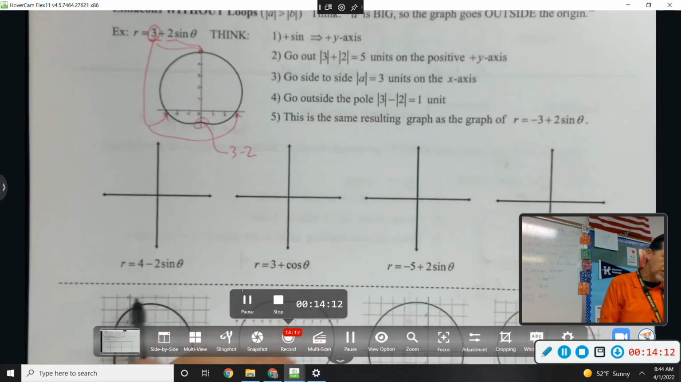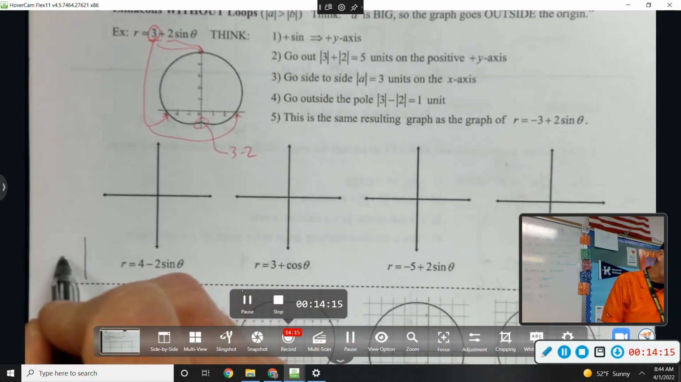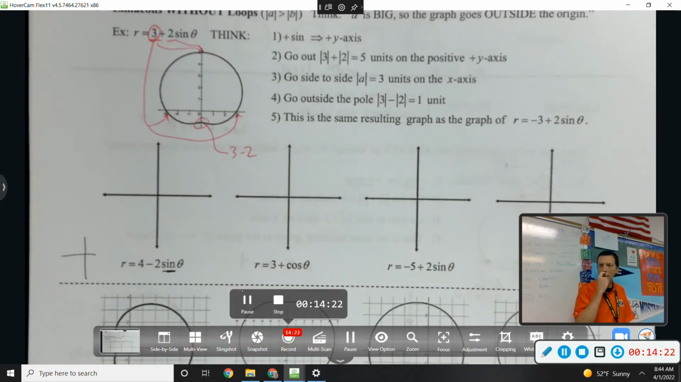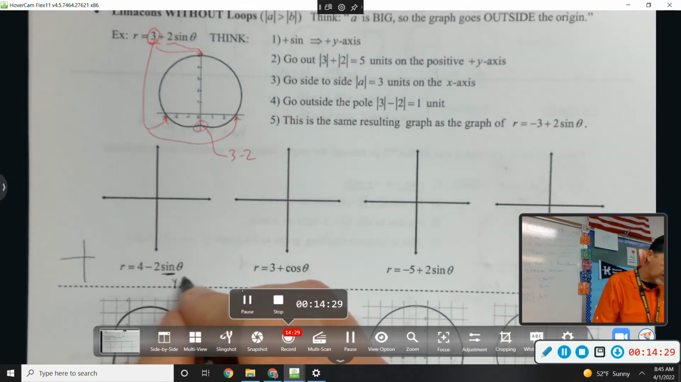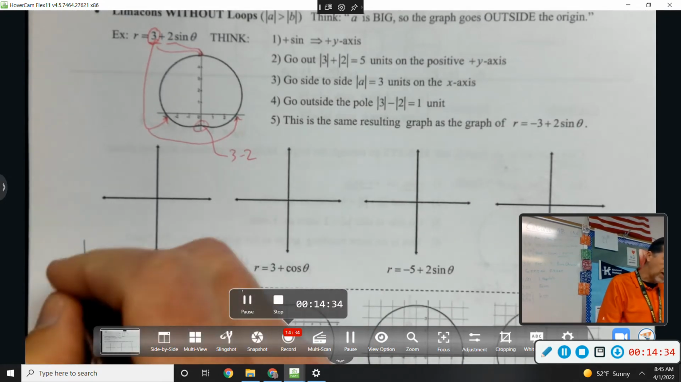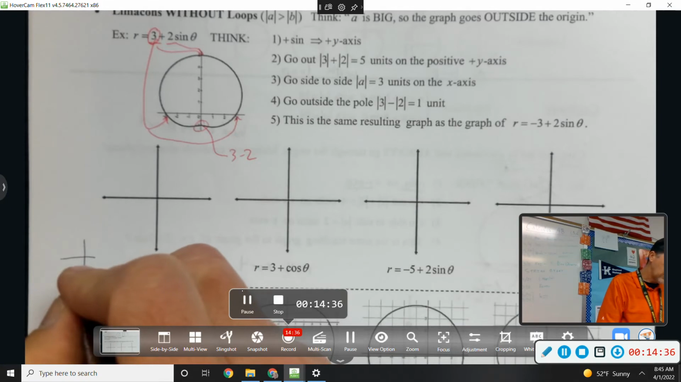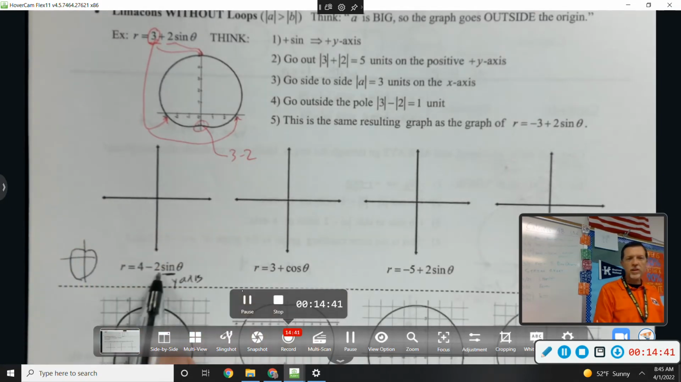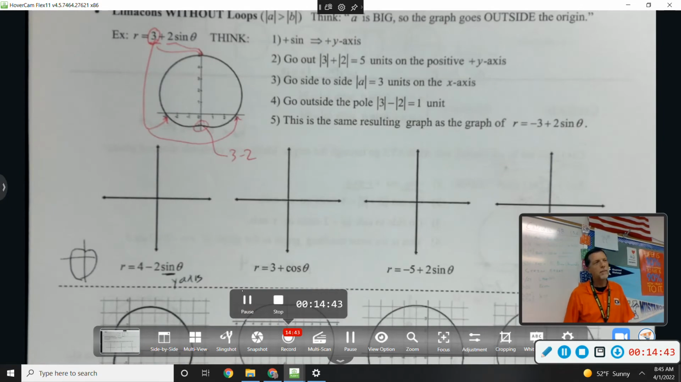Let's do some of these. Again, a quick sketch to the side is almost more helpful. So what's its orientation? Left, right, or up and down? Yeah, up and down, because it's sine. The sine part's negative, so I know it's going to be down. And the circle part is bigger than the loopy part, so it doesn't have a loop. It's a circle.